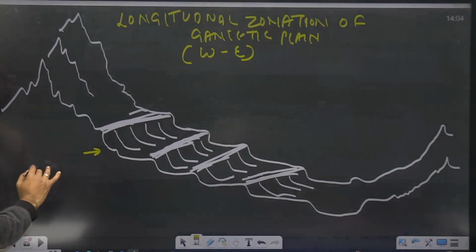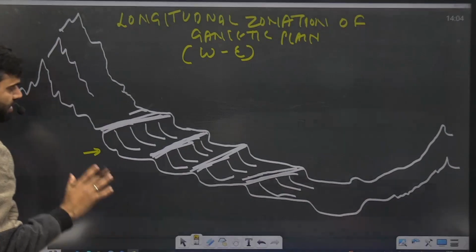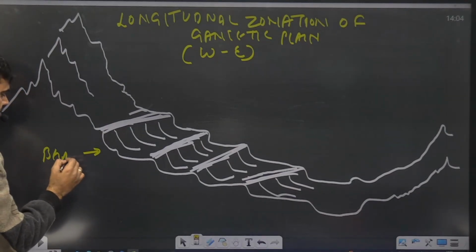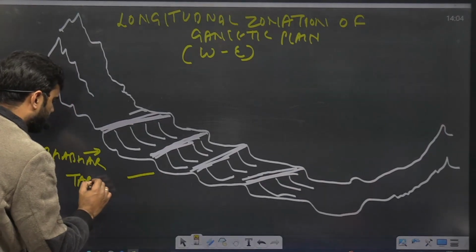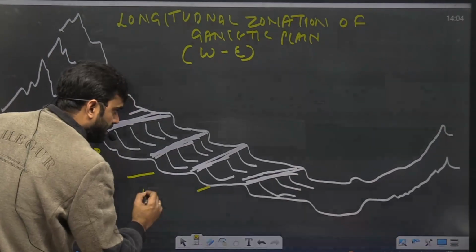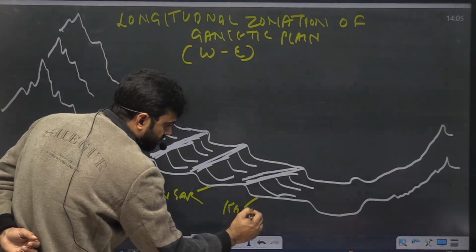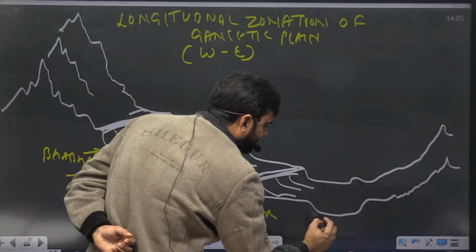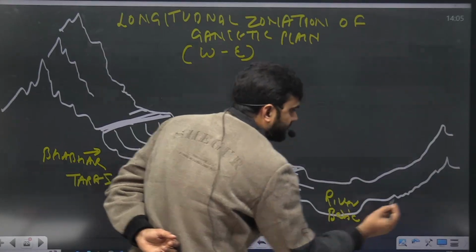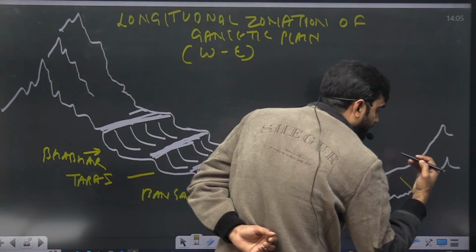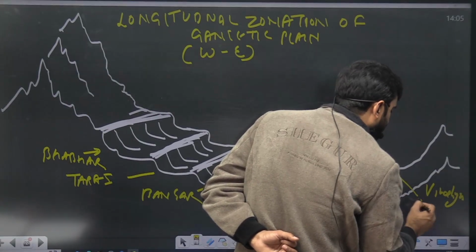West to east. So right now, we are going to discuss the longitudinal zonation of the Gangetic Plain area, which starts from the Bhabar region, Bhabar, and Tarai region, Bangar, and Khadar, and this is the river basin, and this one is the escarpment, another word we can say, the Vidyan escarpment.